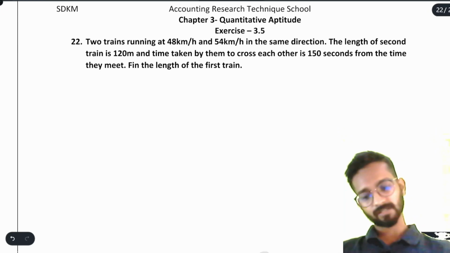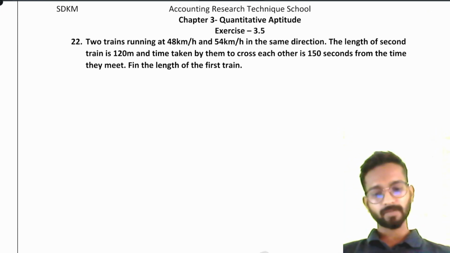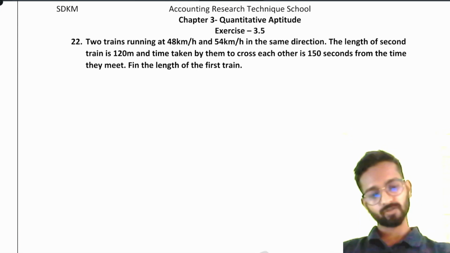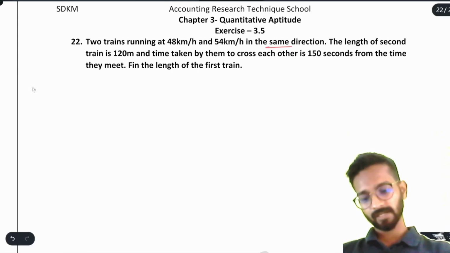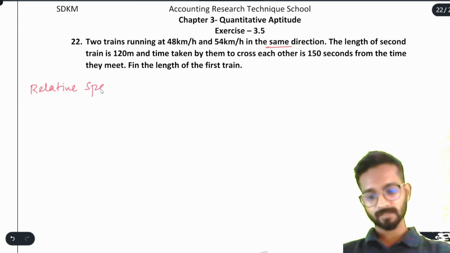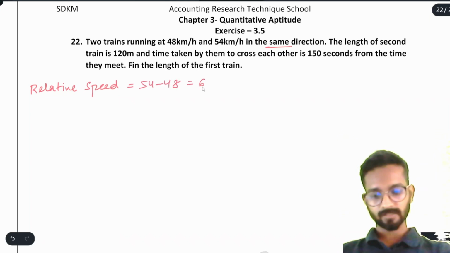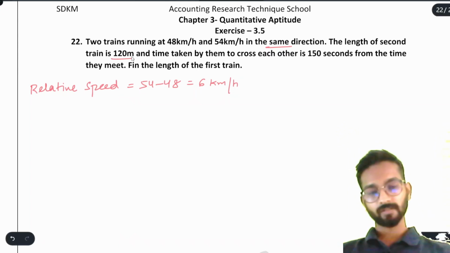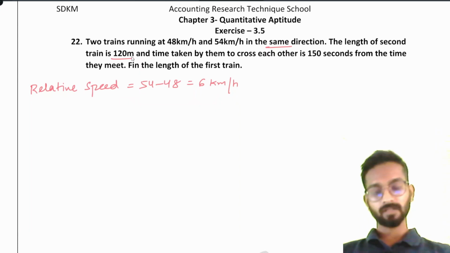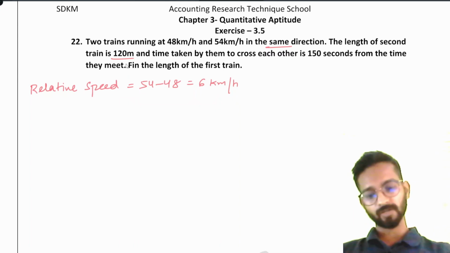Question number 22 says, two trains are running at 48 km per hour and 54 km per hour. So, if they are running in the same direction, the relative speed will be 54 minus 48, that is 6 kilometers per hour. The length of second train is 120 meters. Okay, we know how much distance we have to cover. The length of the train should also be added in the distance. Length of second train is 120.